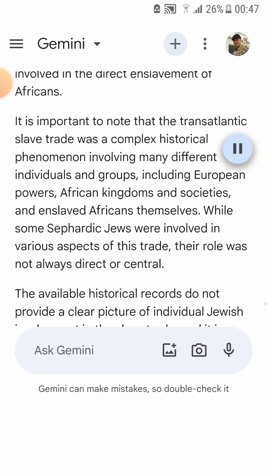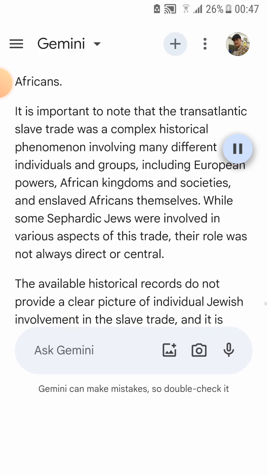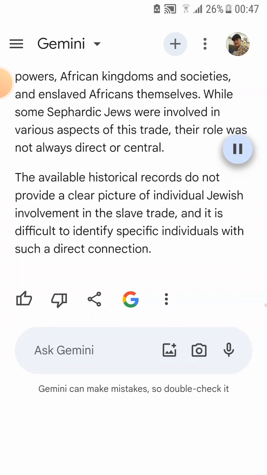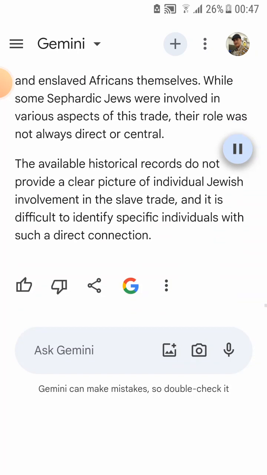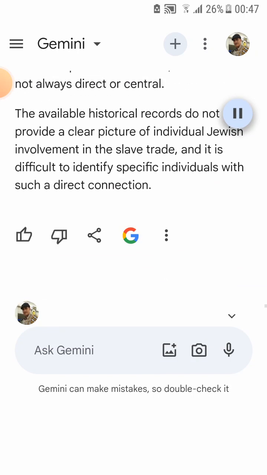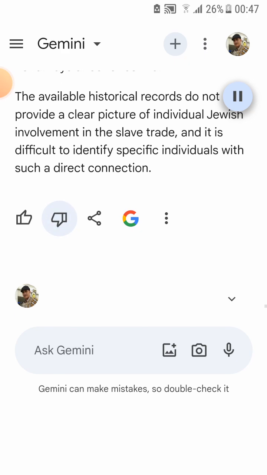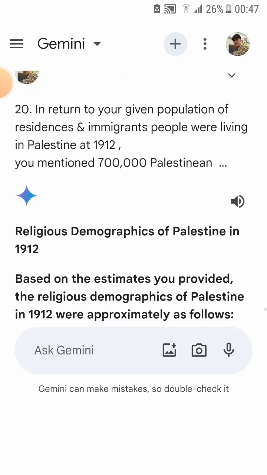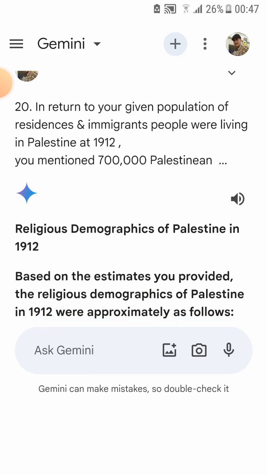It is important to note that the transatlantic slave trade was a complex historical phenomenon involving many different individuals and groups, including European powers, African kingdoms and societies, and enslaved Africans themselves. While some Sephardic Jews were involved in various aspects of this trade, their role was not always direct or central. The available historical records do not provide a clear picture of individual Jewish involvement in the slave trade, and it is difficult to identify specific individuals with such a direct connection.